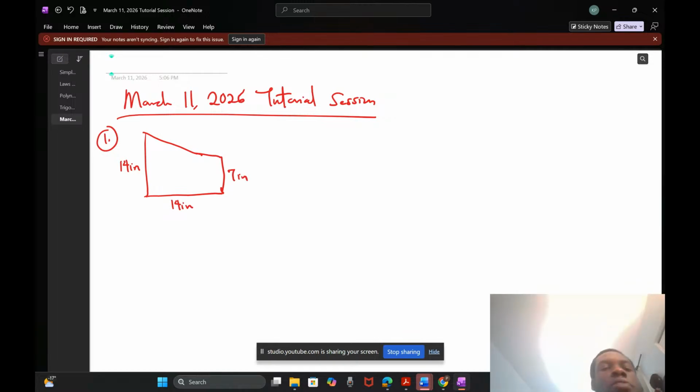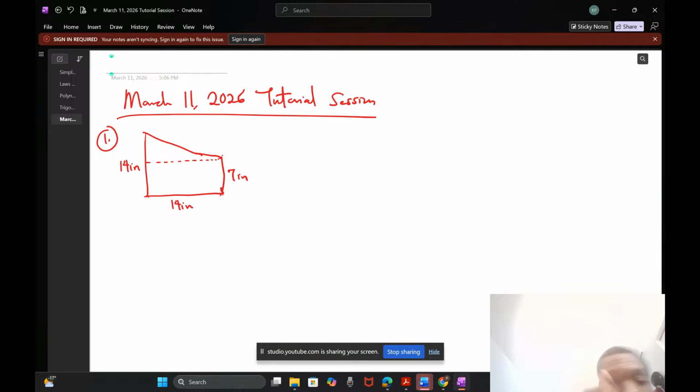The length of this side from here to here is 14 inches. From here to here is 14 inches. Here to here is 7 inches. I want to use a broken line to connect this open space here. If we look at it, it looks like we have a triangle on top of a rectangle.